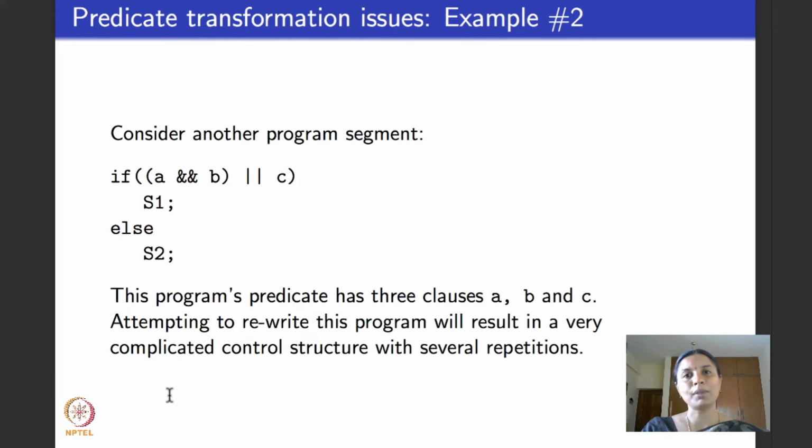Here is an example that has a predicate with three clauses that are connected like this: A and B, or with C. If A and B or C is true, then you do S1, else you do S2.